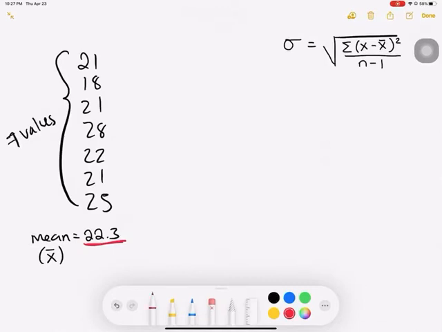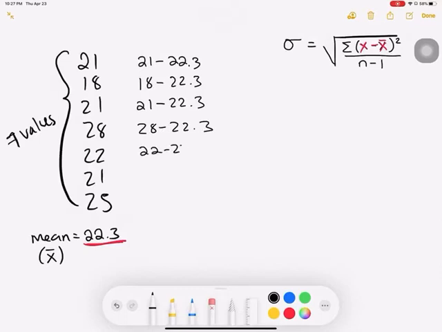Okay, so let's start with the inner part of the parentheses. This is the first thing that we're going to calculate: x minus the mean, or the value minus the mean. My first operation is going to be 21 minus the mean, which is 22.3, and then 18 minus the mean, then 21 minus the mean, 28, and we're going to do the same thing for all of the values. So that's the first thing, x minus the mean, 22.3, 25 minus 22.3.